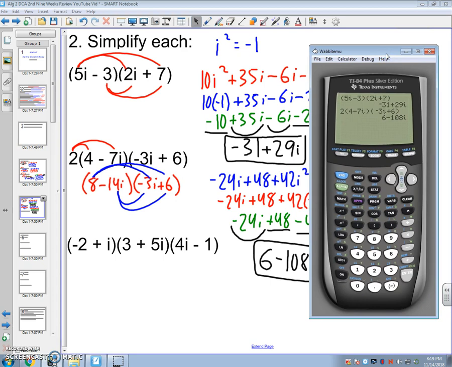Number 3, that second part is a lot of multiplication, but if you do it correctly, I'll just type it in to save time. Negative 2 plus i, 3 plus 5i, and then 4i minus 1. The last one should turn into 39 minus 37i.